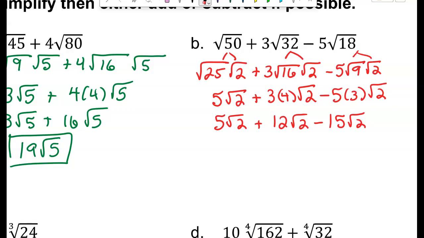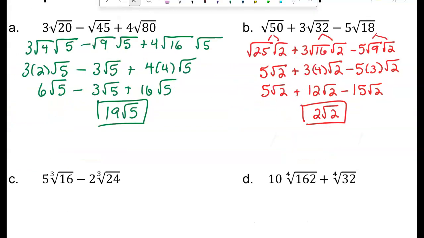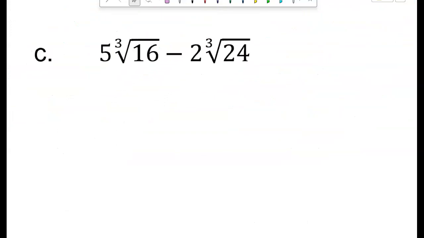So what do we do here? 5 root 2 plus 12 root 2 is what? 17. Minus 15 root 2? Good job, guys. Are you guys feeling a little bit better with those? Okay. Notice the more we get used to just simplifying radicals, the faster it is. All right, yes, sir. Question? Yep. All right, let's do the next one.